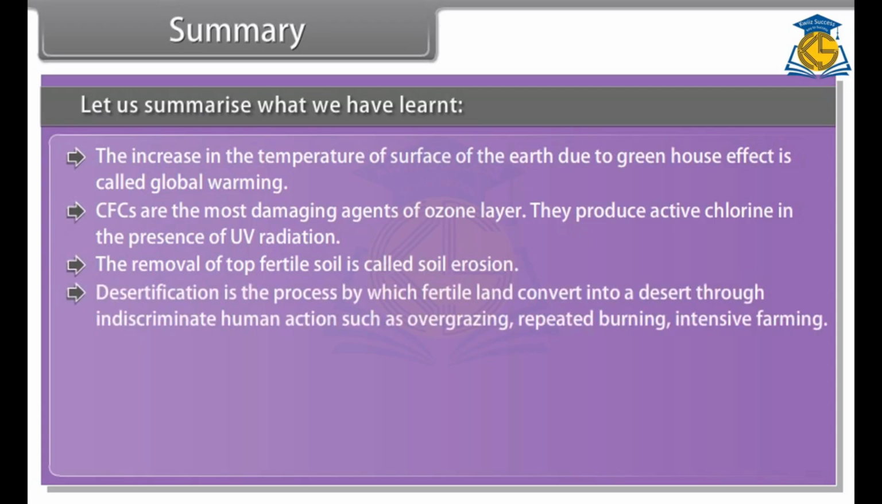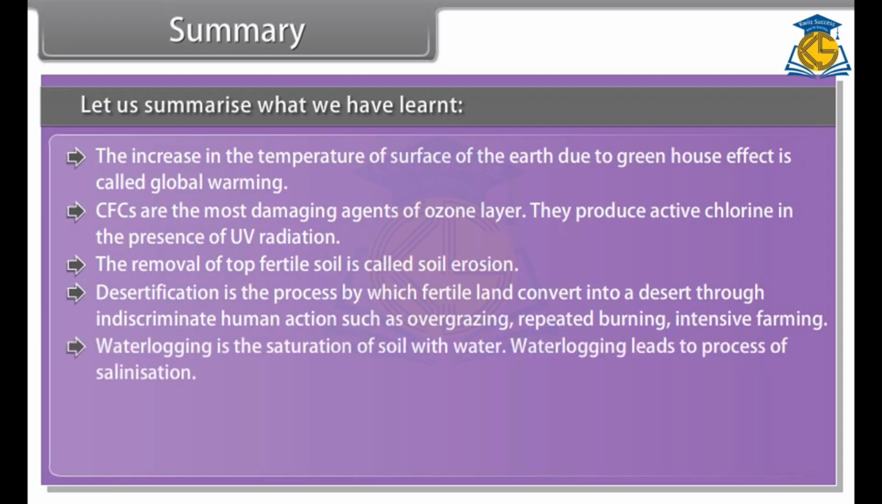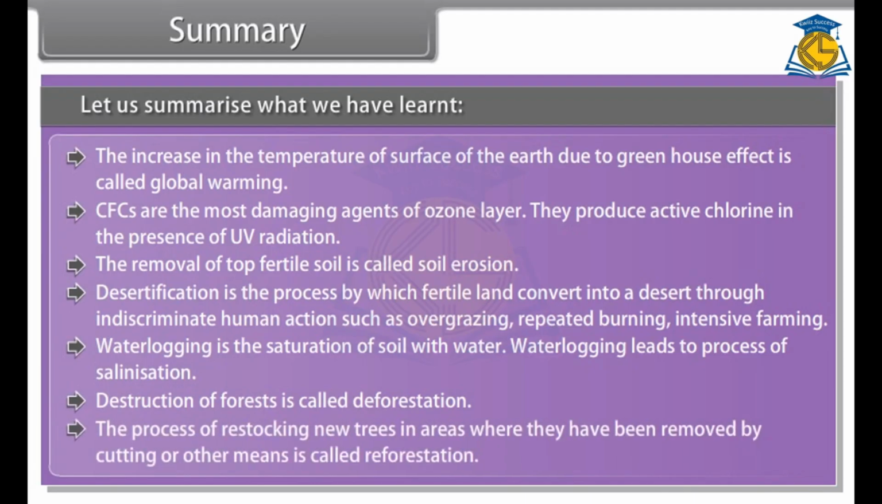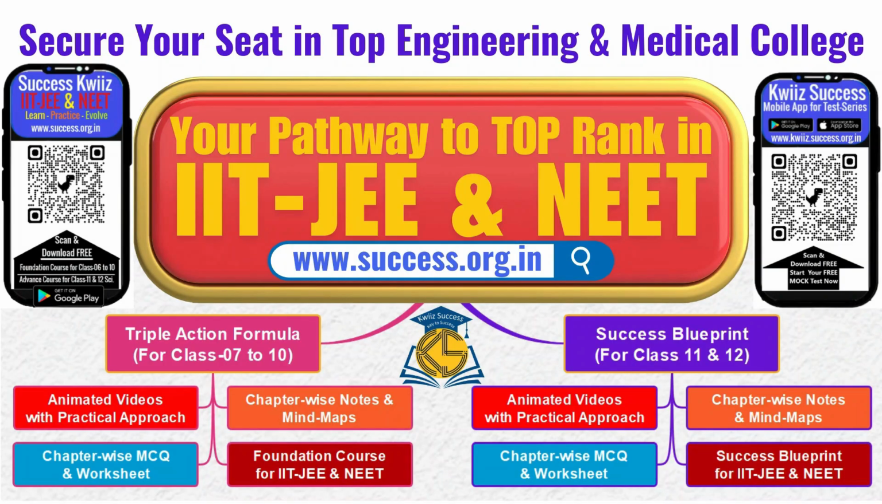Desertification is the process by which fertile land converts into a desert through indiscriminate human action such as overgrazing, repeated burning, intensive farming. Waterlogging is the saturation of soil with water. Waterlogging leads to the process of salinization. Destruction of forests is called deforestation. The process of restocking new trees in areas where they have been removed by cutting or other means is called reforestation.